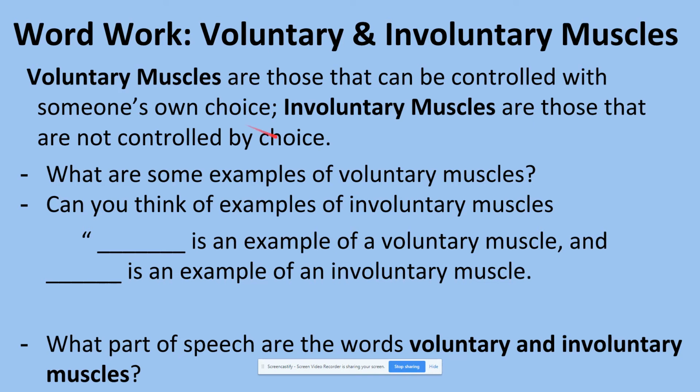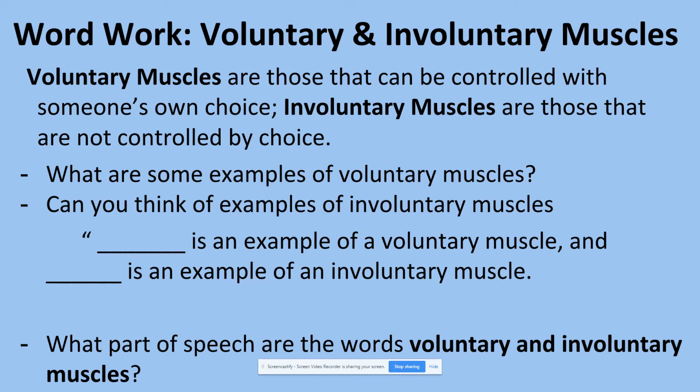The other is involuntary. That's like the muscles in my stomach digesting my food, or like the cardiac muscle in my heart. Those are not controlled by choice. I am not consciously telling my heart to pump, pump, pump. I'm not consciously telling my stomach to churn, churn, churn. It does it whether I think about it or not.